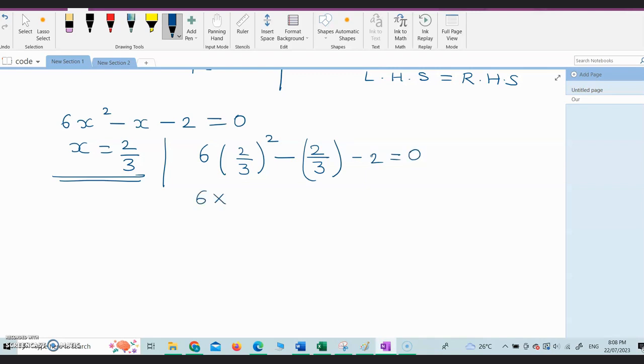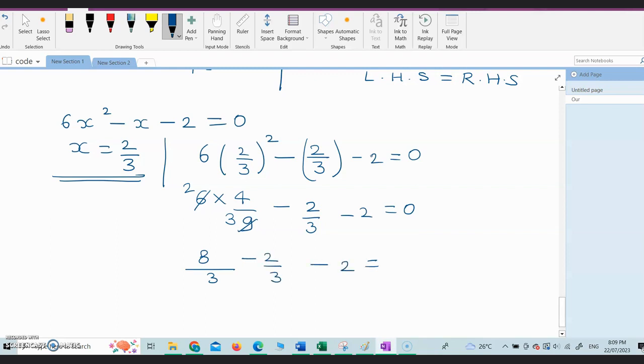It will be 6 into 4 by 9 minus 2 by 3 minus 2 equals to 0. 3 2s are 6, 3 3s are 9. And 2 into 4 is 8 upon 3 minus 2 upon 3 minus 2 is equal to 0. We will take the LCM here.